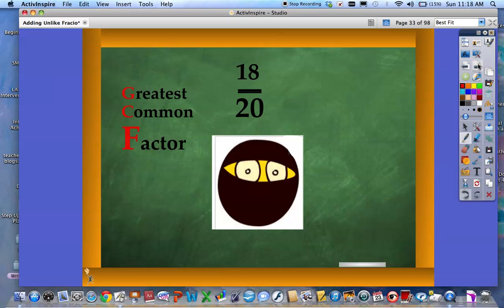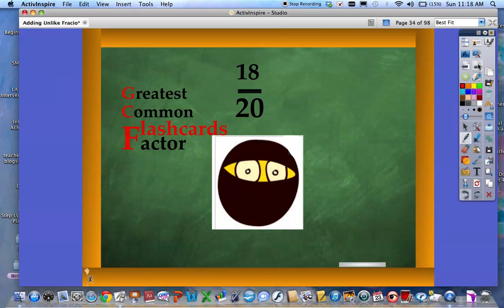And when we think of factors, we should think of, again, flashcards. Remember, the greatest common factor is the last step in adding or subtracting fractions, because it's going to help you reduce your fraction to simplest form. And here's another thing to remember.